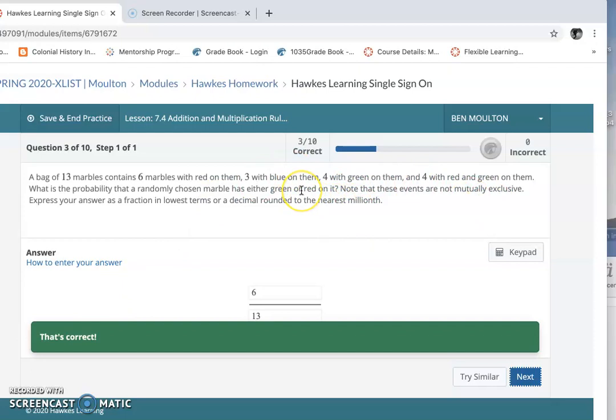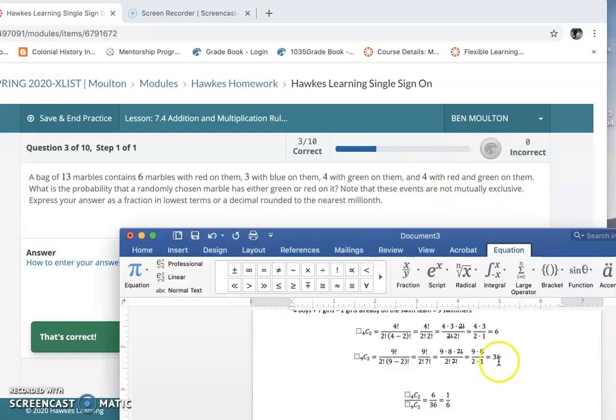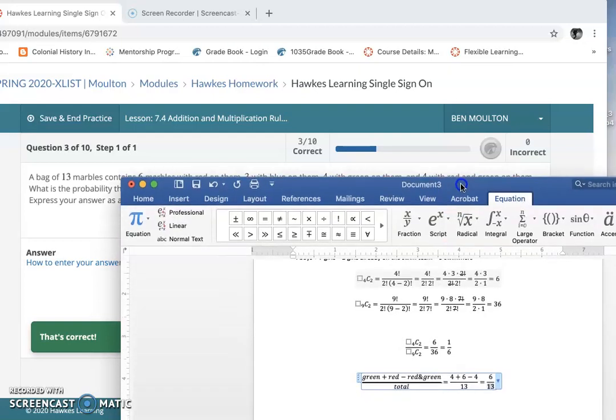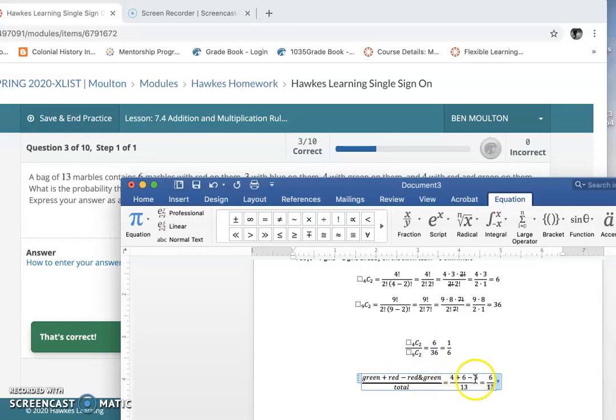Hopefully you notice I emphasized the word or here for a reason. What we're going to do is add up the marbles with red and the marbles with green, but then we have to subtract off the double dip of 4. Sorry, that's my old problem. Let me scroll down here. Here it is. So we've got green and red minus red and green. So that's 4 plus 6 minus 4. That's a total of 6. And we'll divide that by the total.